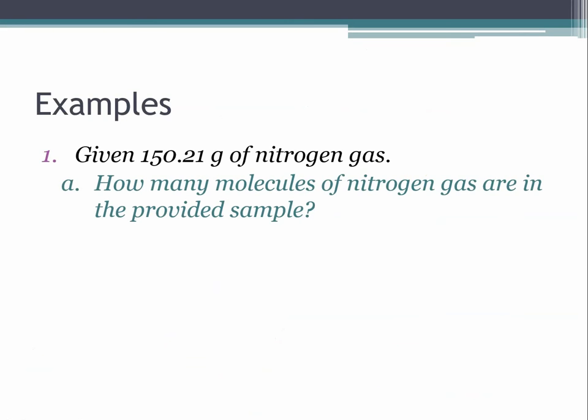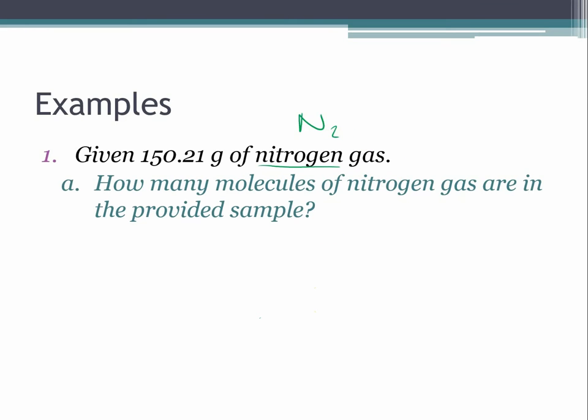All right, example number 1 says given 150.21 grams of nitrogen gas, how many molecules of nitrogen gas are in the provided sample? With any of these problems, really with any problem at all, probably the first thing we're going to need is the formula for the thing we are talking about. So remember, nitrogen gas is sort of a special thing. It's made entirely of nitrogen because there are no other chemical names there, but it's not just N, right? Because that would be too easy. Nitrogen is one of your diatomic molecules, so nitrogen gas is N2.